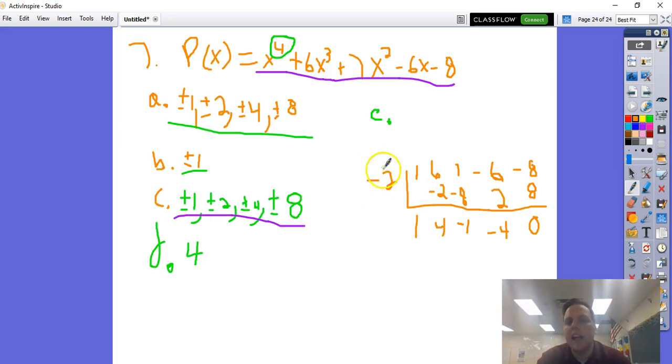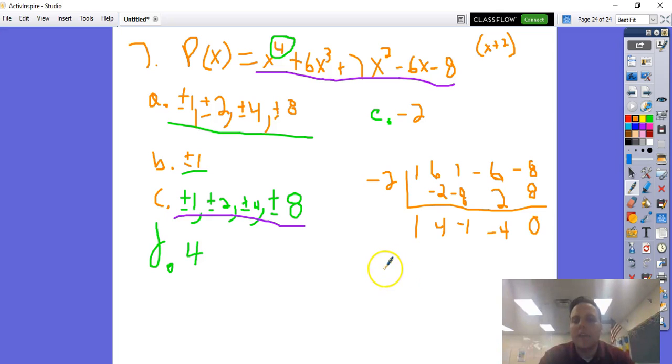Yay! That means negative 2 is one of my zeros. It's one of my roots. I could also say that x plus 2 is one of my factors. That's just some good information. You don't need to write that down or say that for today's work, but it's good to be aware that negative 2, x plus 2, would be one of your factors. So we know negative 2 is one of my zeros.